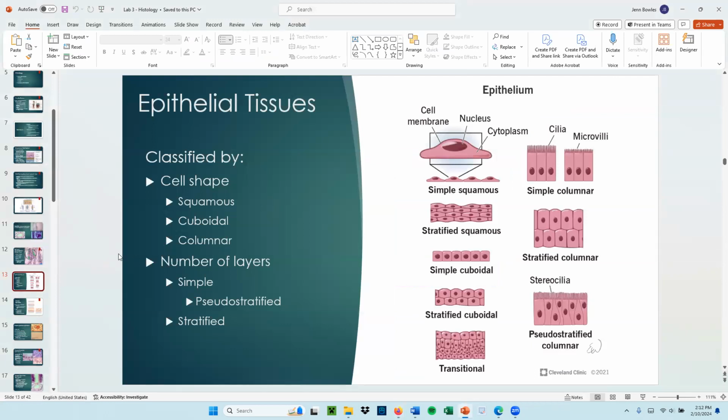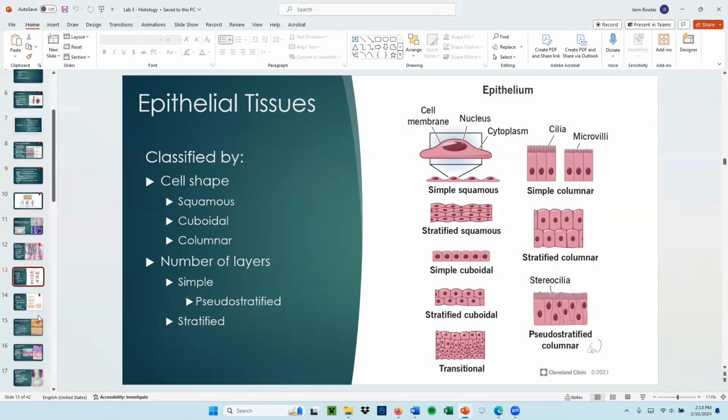All right, any questions on histology, epithelium, connective tissue? Do we need to know, I don't know if you can tell me this, but do we need to know the difference between the elastin fibers and the cartilage fibers?